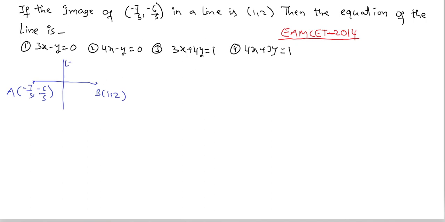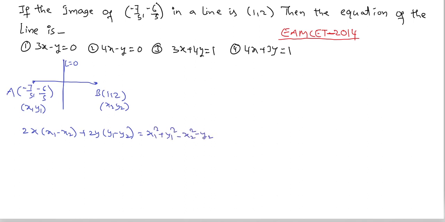Observe this line L is equal to 0. The line is the perpendicular bisector of the segment joining the points capital A and capital B. So the equation of the perpendicular bisector, if capital A is x1 y1 and capital B is x2 y2, is 2x into (x1 minus x2) plus 2y into (y1 minus y2) equal to x1 square plus y1 square minus x2 square minus y2 square.